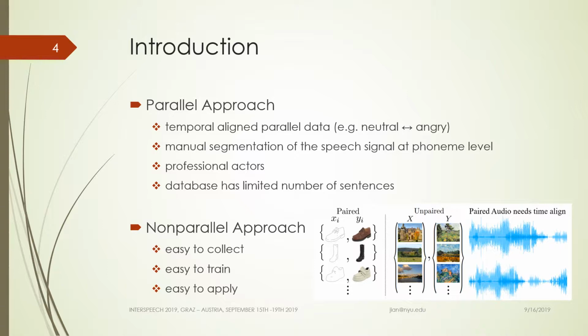For the parallel approach in audio and voice conversion, people generally need temporally aligned parallel data, and this data needs manual segmentation of the speech signal at phoneme level, and they require professional actors to pronounce the same sentence in different emotions. It's very difficult to collect. Therefore, the database generally has a limited number of sentences, for example, less than 10 sentences in a database.